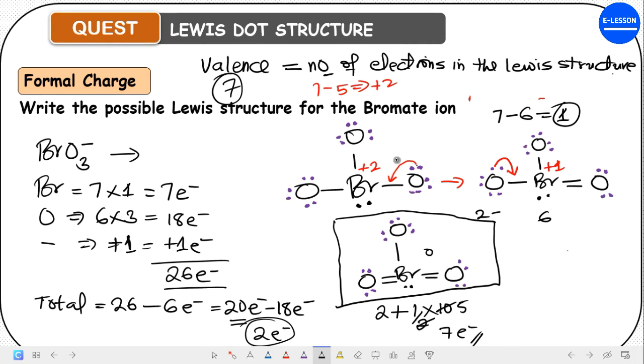Now if you look at this structure very well, you see that the charge on bromine is how many? Is 2. Are you getting it now? But bromine has not contributed the number of electrons it brought equally here.